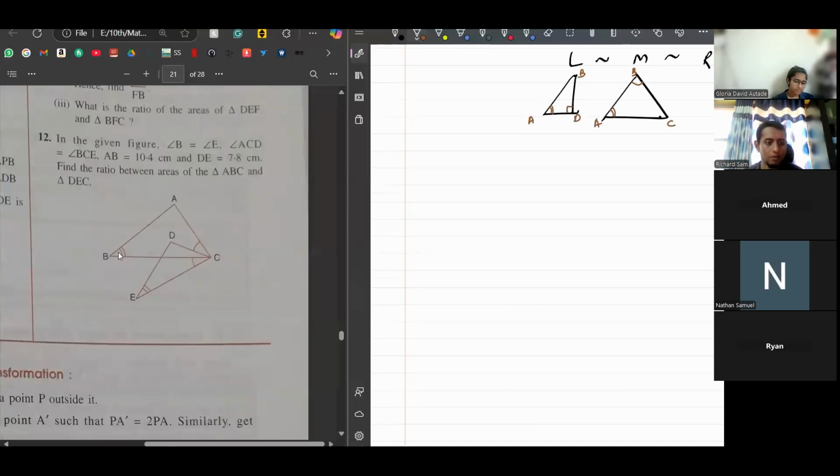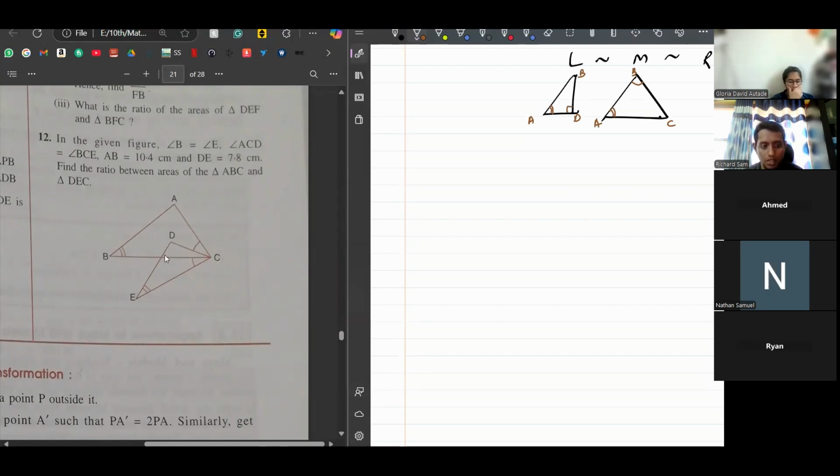In the given figure, angle B is equal to angle E. Angle ACD, look at ACD. Is it part of a triangle? ACD is not part of a triangle. Part of the triangle is ACB. But they have not given that.